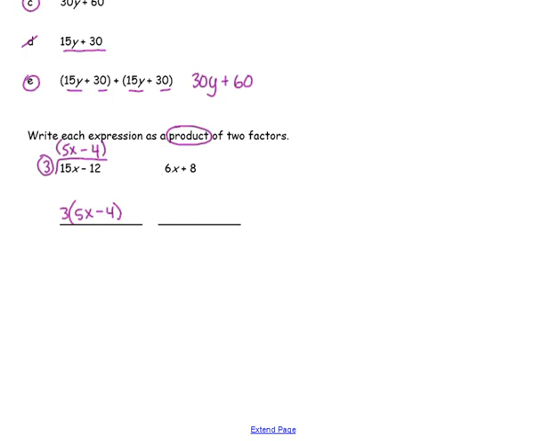In the next problem, the greatest common factor is 2. 2 times 3x is 6x, and 2 times 4 is 8. So the two factors are 2 and 3x plus 4. 2 times the quantity 3x plus 4.